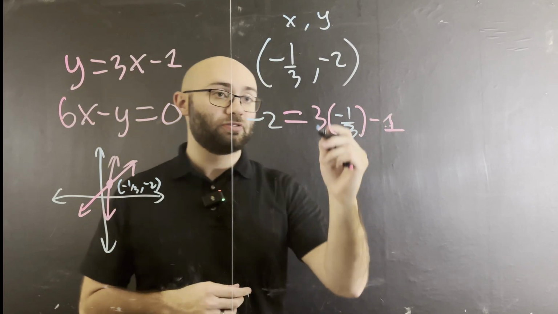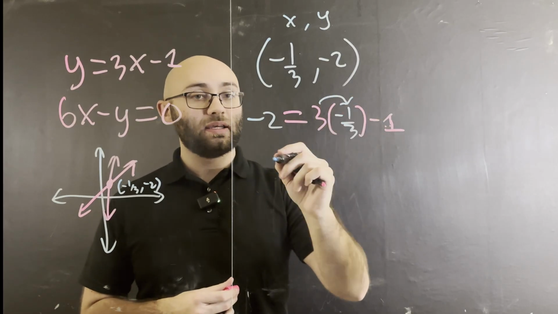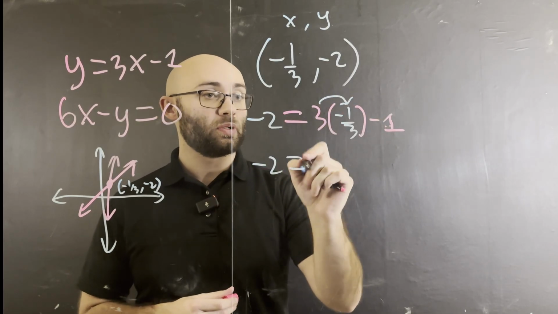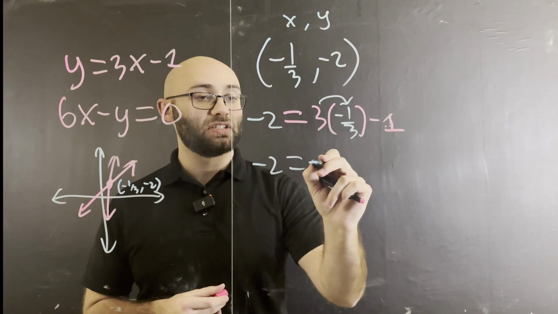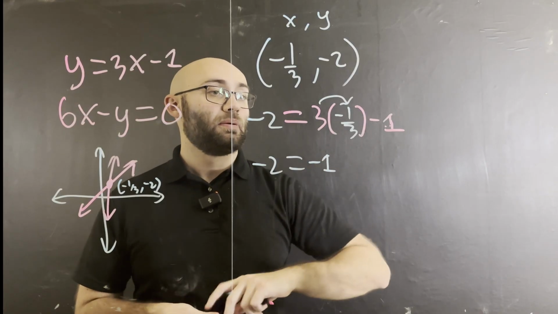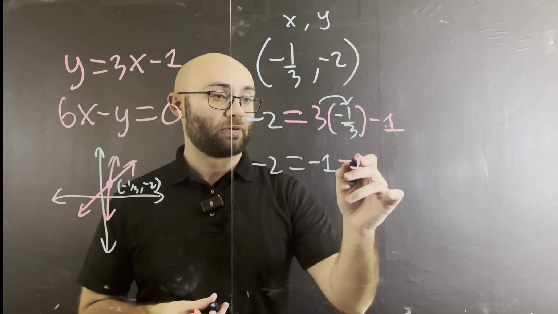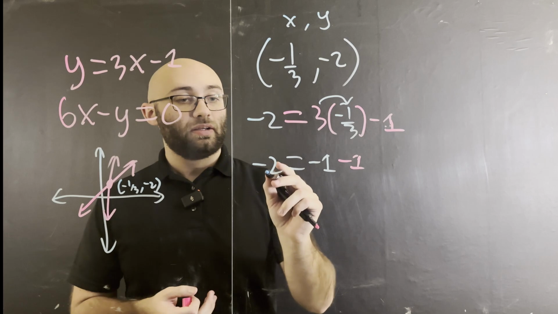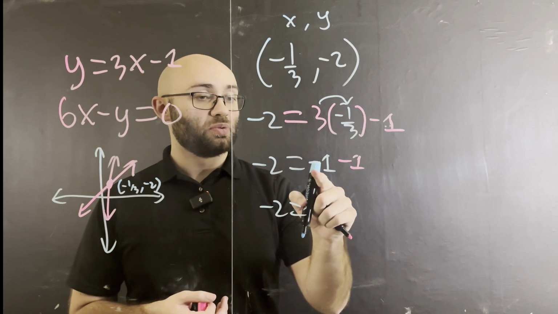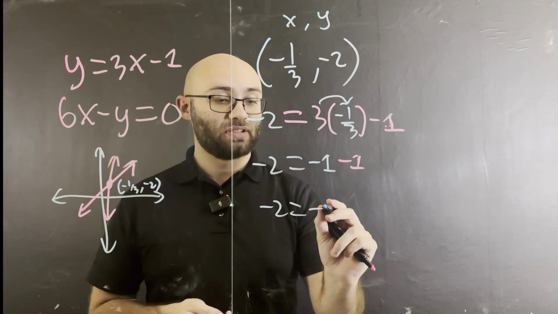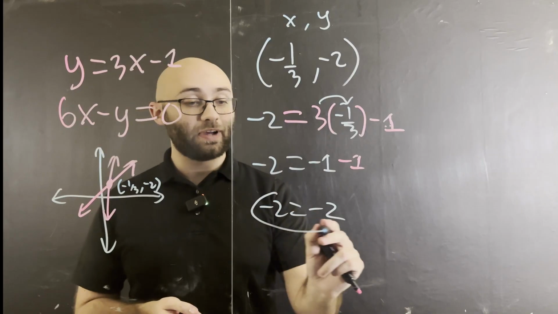And now we can solve. So we distribute that 3 in. -2 is equal to 3 times -1/3 is -1, minus 1 from the original equation. -2 is equal to -1 minus 1 is equal to -2. And that is in fact true.